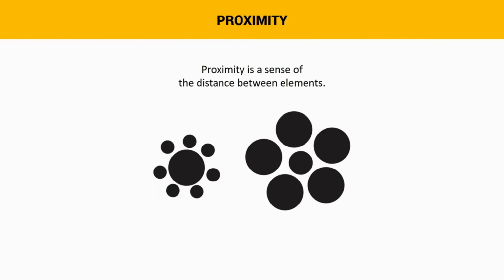5. Proximity. Proximity is a sense of the distance between elements. Proximity creates a visual relationship between the elements of the design. It doesn't necessarily mean the similar elements need to be put right next to each other, it just means they should be connected visually.